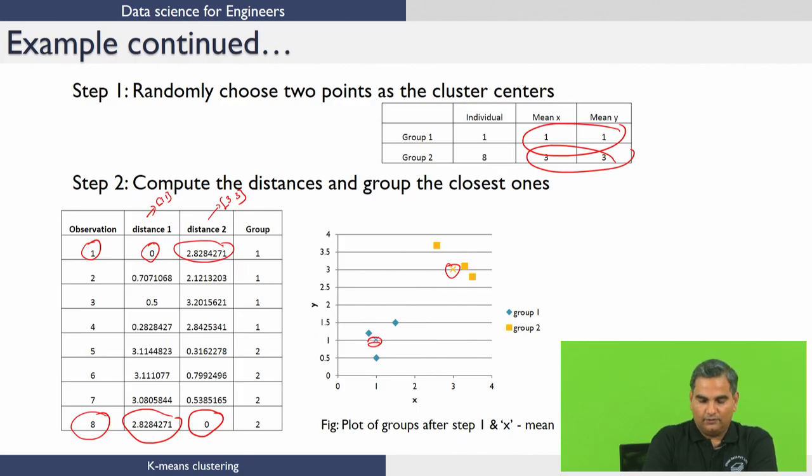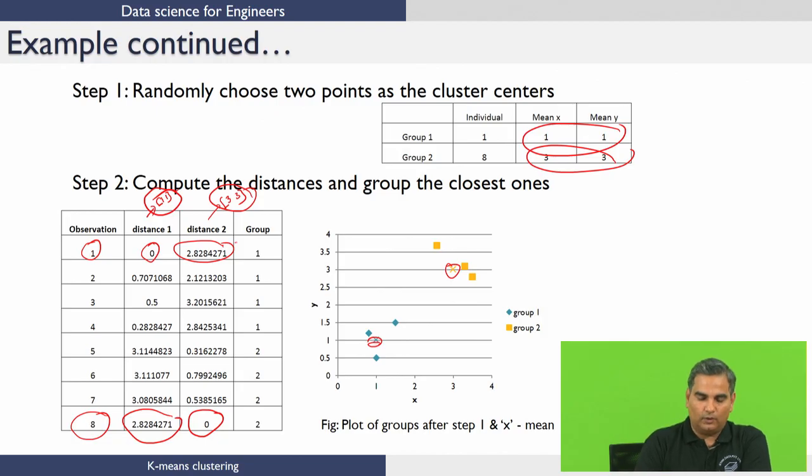Now, since we want all the points that are like 1 1 to be in one group, and all the points which are like 3 3 to be in the other group, we use distance as a metric for likeness. So, if a point is closer to 1 1, then it is more like 1 1 than 3 3, and similarly if a point is close to 3 3, it is more like 3 3 than 1 1. So, we are using a very simple logic here. So, you compare these two distances and whichever is the smaller distance you assign that point to that group.